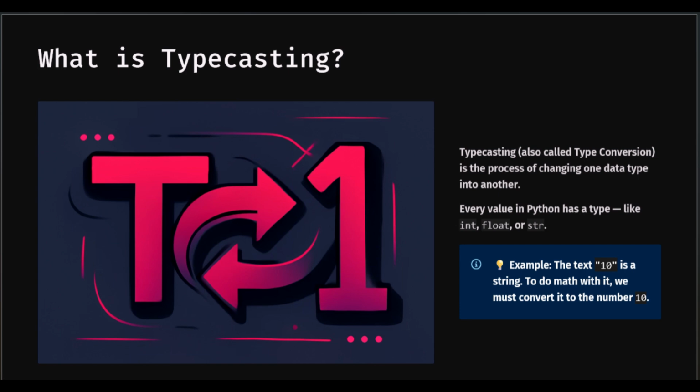Let's look at the example shown here. Imagine you have the text 10. Even though it looks like a number to us, Python sees it as a string because it is wrapped in quotes. You cannot perform addition or subtraction on a string. To do any kind of math with it, we must use typecasting to convert that text into the actual number 10. Understanding this conversion is fundamental. It allows your programs to handle user input correctly and ensures that your calculations are accurate without any errors. By mastering this simple concept, you gain full control over how your data is processed inside your code.